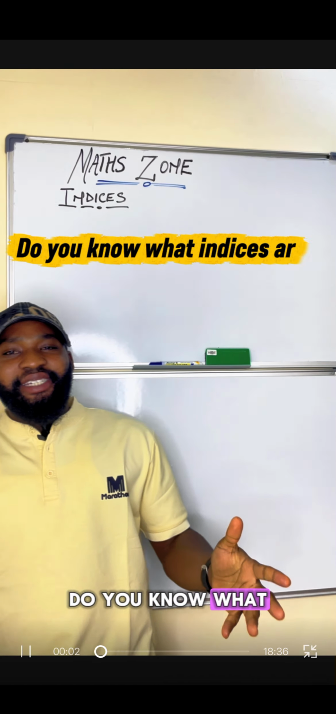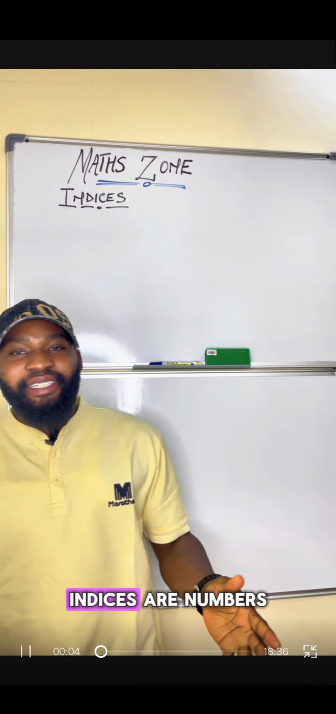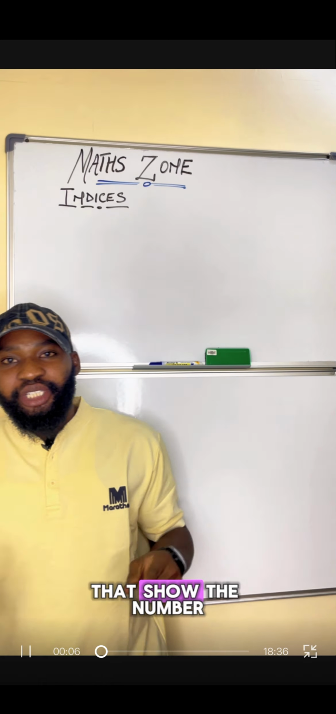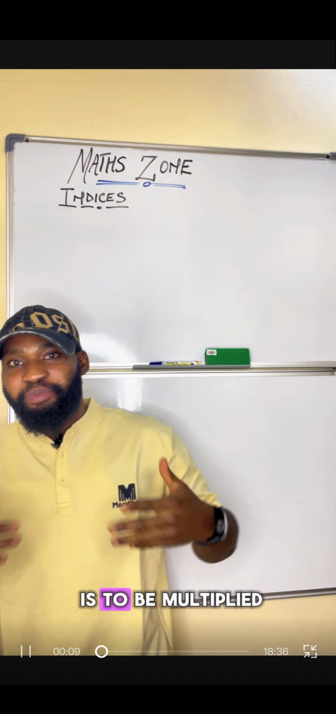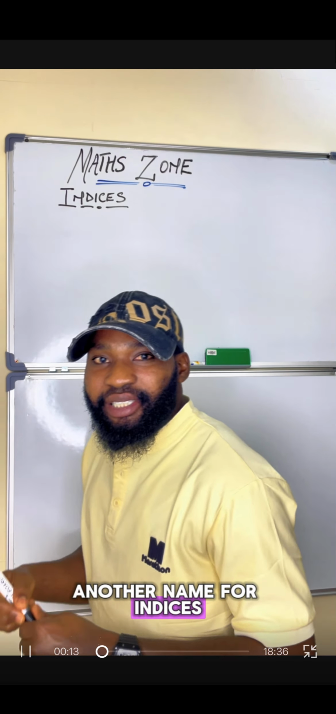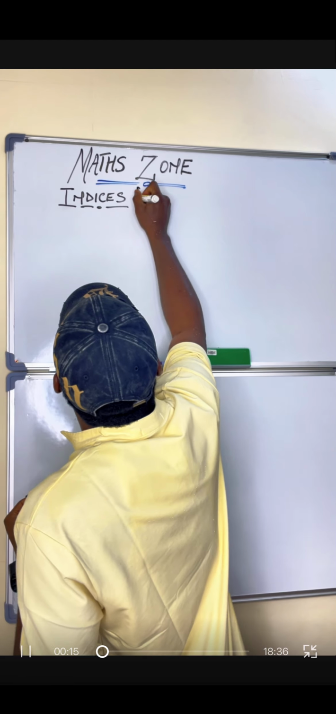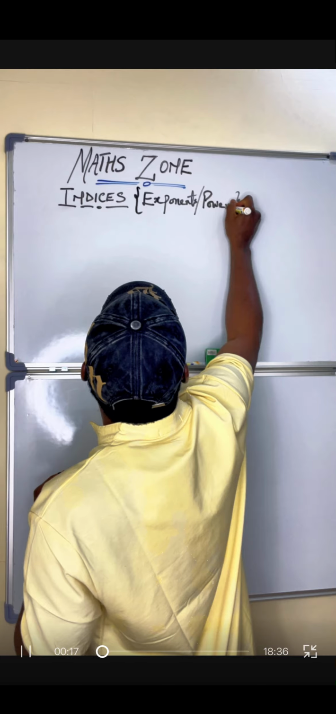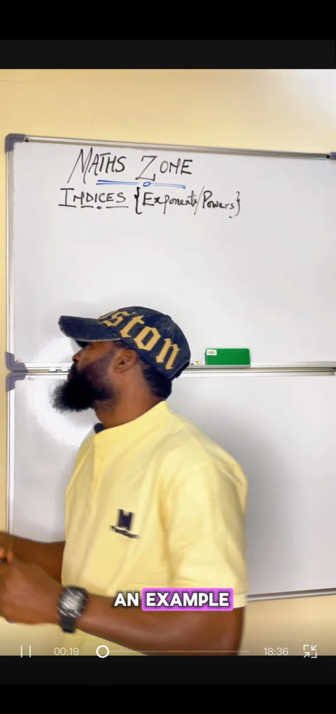Do you know what indices are? Indices are numbers that show the number of times a base is to be multiplied by itself. Another name for indices is exponent. Let me give you an example.